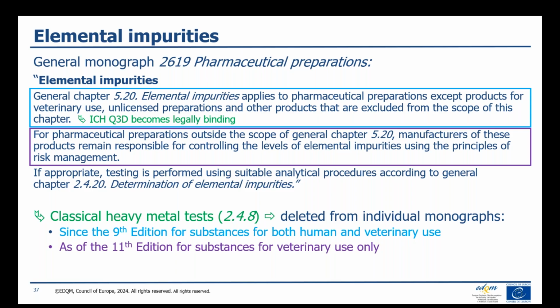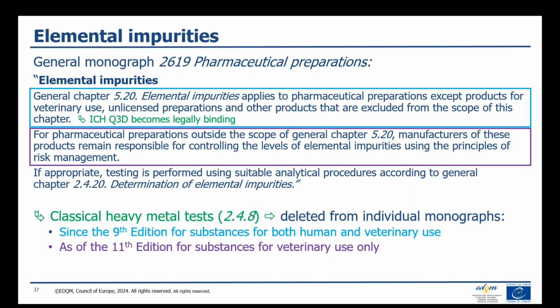So what was done in the individual monographs is that for the 9th edition of the Pharmacopoeia, we deleted all the classical heavy metal tests, which were defined in the general method 2.4.8. And this was done for all individual monographs which are used for human and veterinary use.